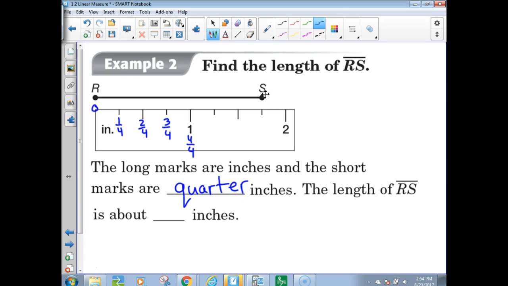So the length of RS, what do we see it as? Because of the way this is marked off, we have to use that particular mark right there. Okay, so it's going to be 1 and how many marks past it? 1, 2, 3. So this is 1 and 3/4 inches long. Okay, that's the whole 1, and then 3 marks past in quarters.